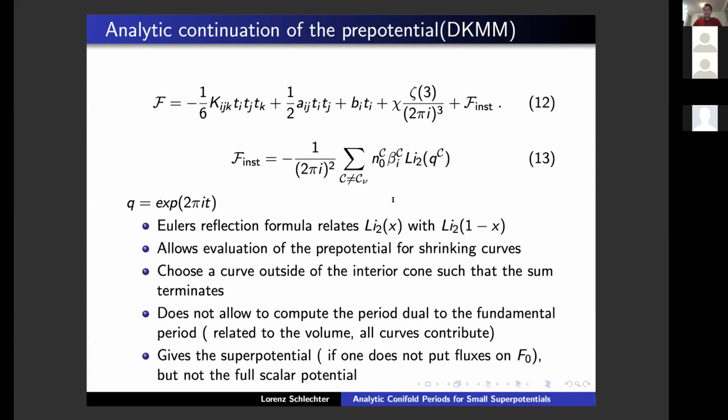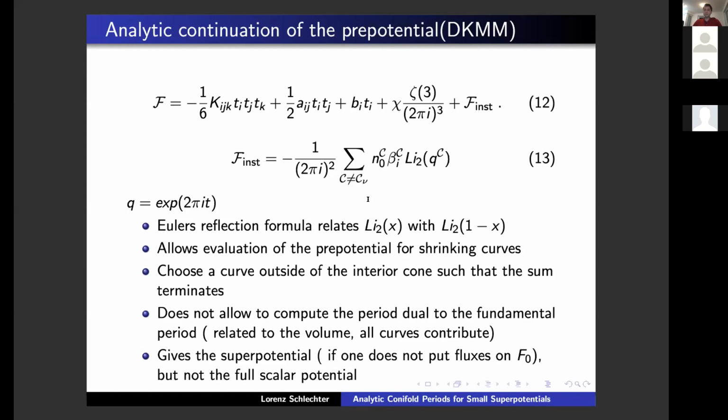This is extremely elegant and allows the evaluation of a prepotential for certain shrinking curves, as long as the curve lies outside the interior cone, such that this sum here actually terminates. This does not allow us to compute the full period vector, because we cannot compute the period which is dual to the fundamental period. This period is related to the overall volume, and so all curves contribute. So this argument that we choose a curve outside the interior cone does no longer work. But it gives us the full superpotential if you do not put any fluxes on this period you cannot compute.